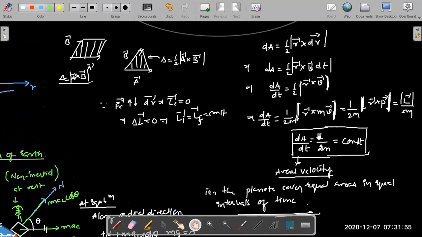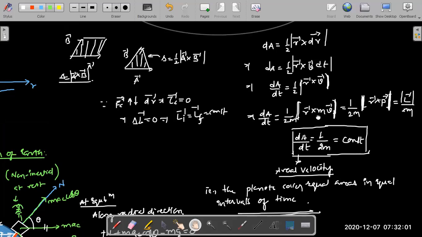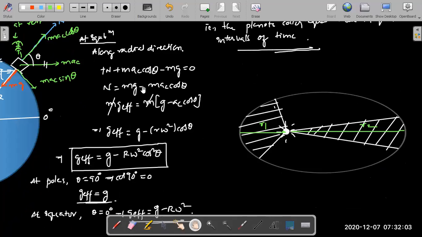In fact, if numericals are asked on Kepler's law, one of the numericals can be this also. Never forget this relation: dA by dt is angular momentum by 2m. Here I can say that it has some perpendicular velocity v1, and here it has some perpendicular velocity v2. Since the areal velocity is constant, the product of r and v is constant. r bar cross v bar is constant. Here these two are perpendicular. Clear?